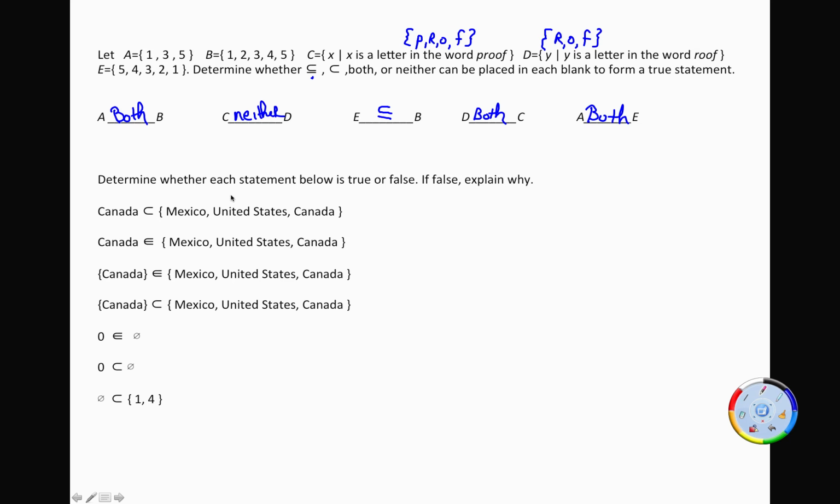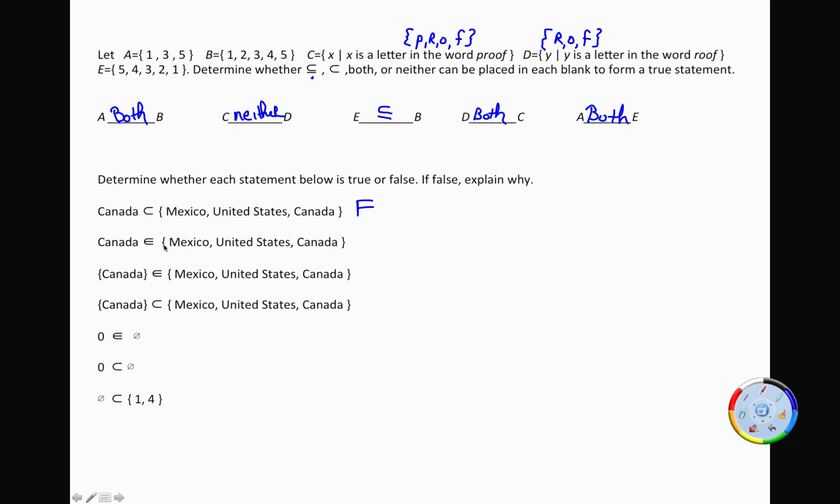Okay, determine whether each statement below is true or false. If false, explain why. Now again, be careful with your symbols and your notation and specifically what it means. Look at the difference between these two. The only difference is this is a subset notation, this is an element notation. Canada cannot be a subset of anything. It doesn't matter if it's listed over here, because this is not in set braces. It's not a set at all. It cannot be a subset. This is false.